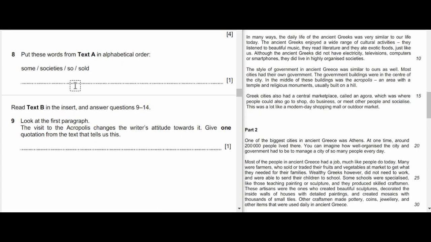This is just like alphabetical order in a dictionary. Just arrange the words in alphabetical order. Let's open up the answer. Well, it will be so, continue by societies. Society, S-O-C, and then the S-O-L. So, the S-O-L is S-O-M, sum.